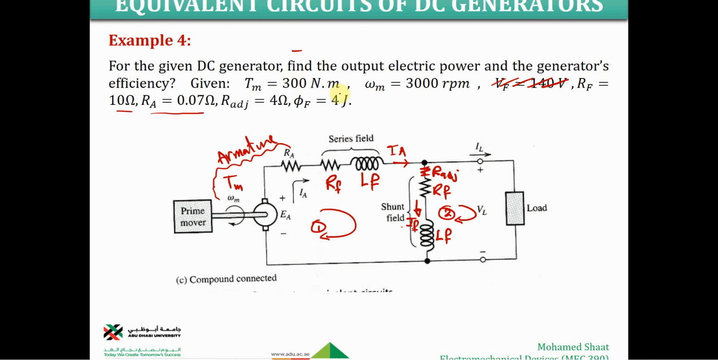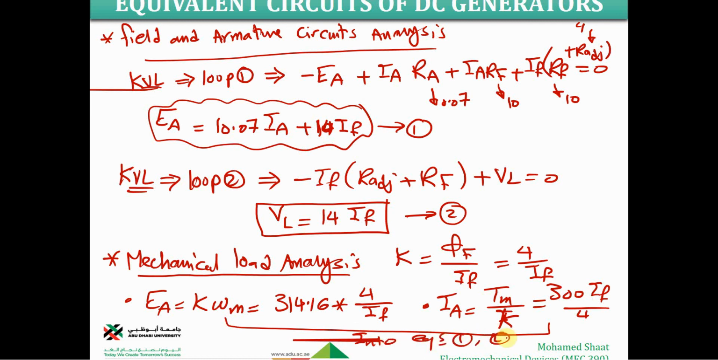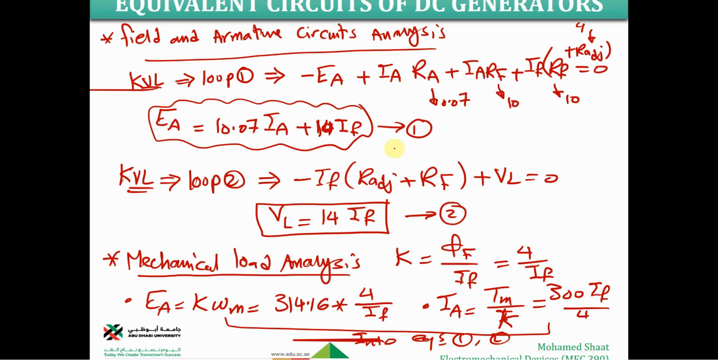We're still using the same data as the previous example. So this omega M is gonna be 314.16 radian per second. That's why I'm using this value here. So this gonna be multiplied times IF divided by 4. Plugging these two things into equations 1 and 2, we're gonna end up with these things. So plugging here, we're gonna have the first equation, equation 1.